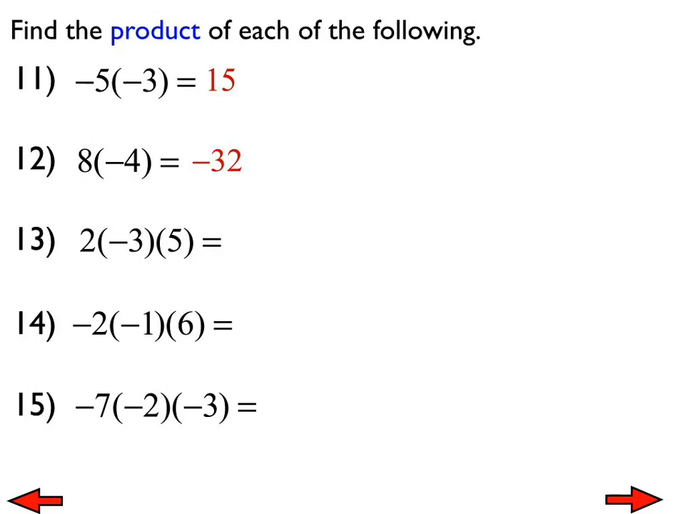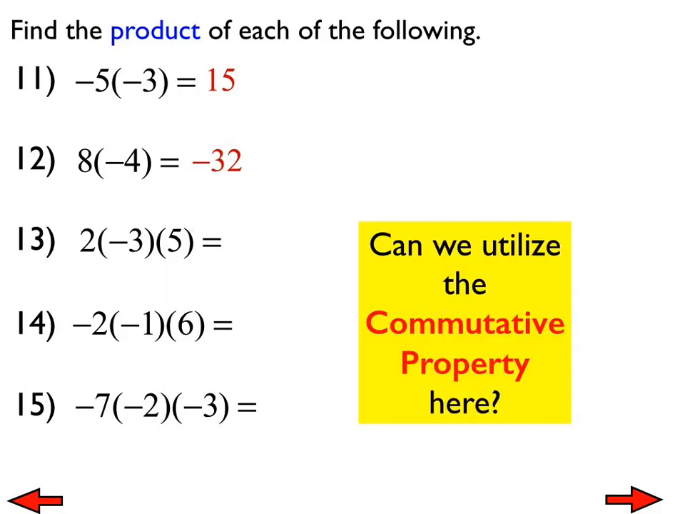So if you wanted to, you could say, well, I think I want to multiply these 2 numbers together first. The product of negative 3 and 5 is negative 15. And so now we have 2 times negative 15. And the product of 2 and negative 15 is negative 30. So in straight addition or straight multiplication, it is the commutative property that allows us to go out of order. Number 14, the product of negative 2 and negative 1 and 6 is positive 12. And number 15, the product of negative 7 and negative 2 and negative 3 is negative 42.